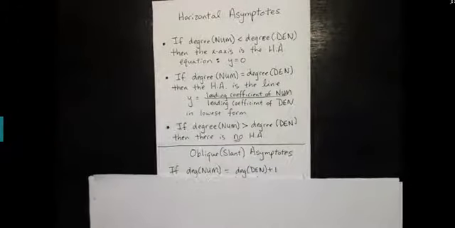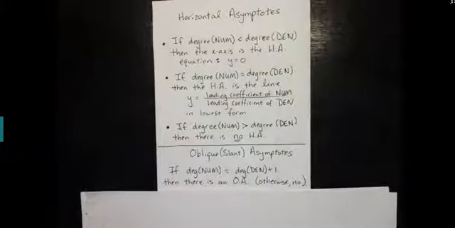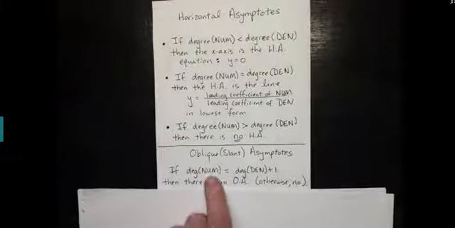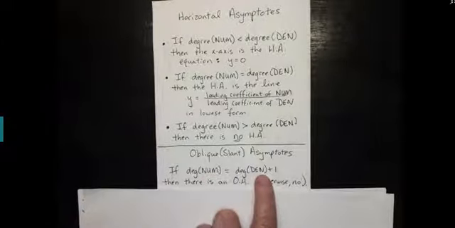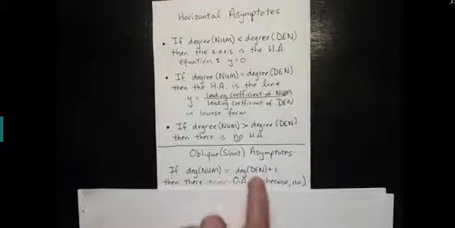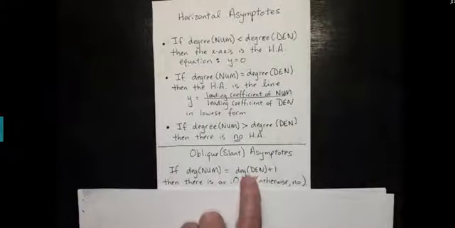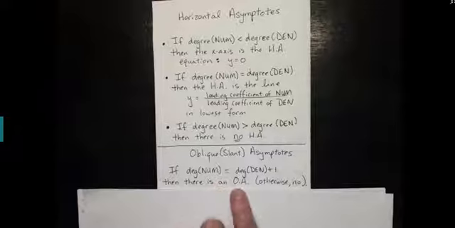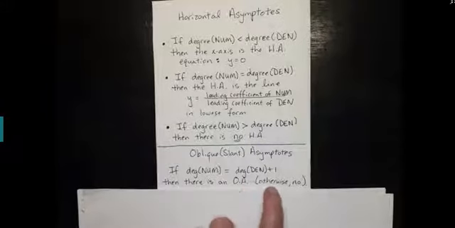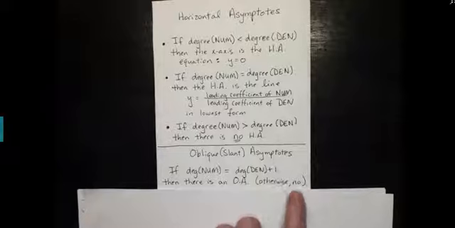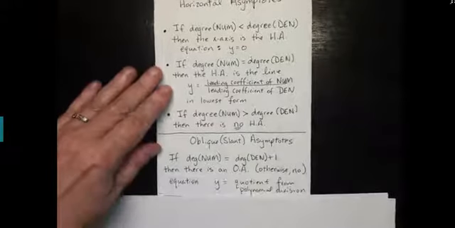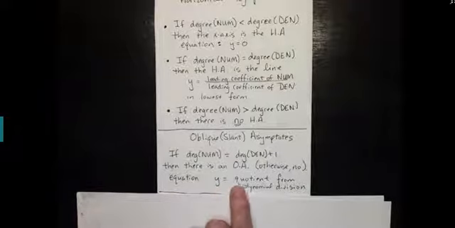Now, with oblique asymptotes or slant asymptotes, if the degree of the numerator is 1 more than the degree of the denominator, so the degree of the numerator is bigger, but it's only 1 more than the degree of the denominator, there will be an oblique asymptote. That is the only case where you have an oblique asymptote. So if it's anything different to this, there will not be an oblique asymptote. Now, what's the equation of the oblique asymptote or the slant asymptote? It will be a line, so it's going to be y equals, and it will be the quotient from doing polynomial division.